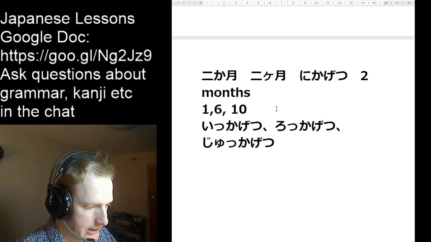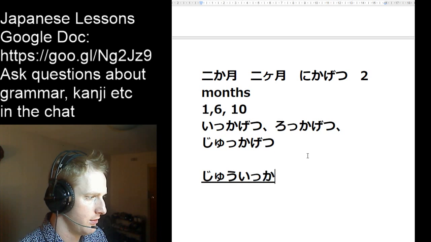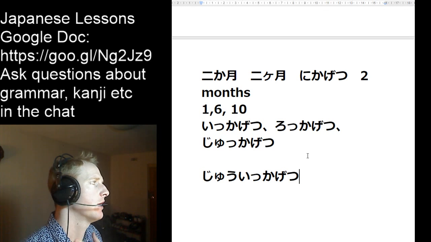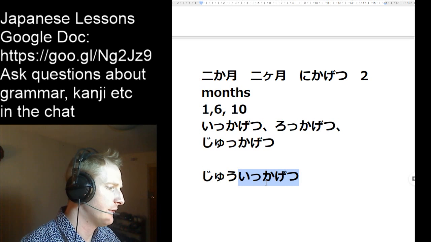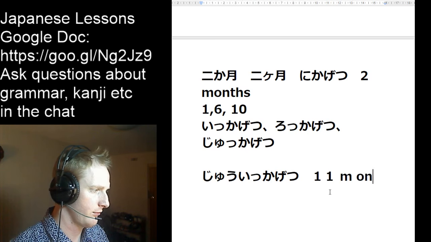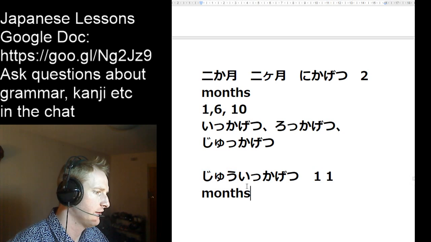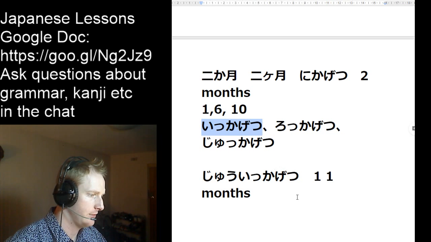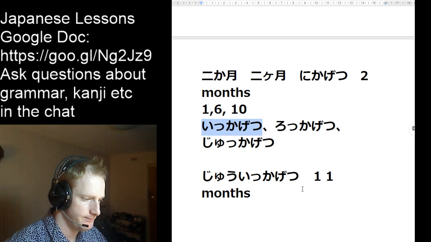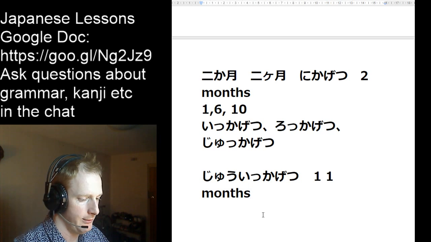So we could say Juichikagetsu, all right, for 11 months. So it follows the same system as our minutes did, okay? So the left side of the number stays the same, and it's the right side that takes the exception reading. So with 11 months, ju stays the same, but ikkagetsu takes the exception reading, and we could say nijukkagetsu. Again, same thing. The 10 is taken from here. Nijukkagetsu, sanjusankagetsu, so 33 months. That just follows it normally.